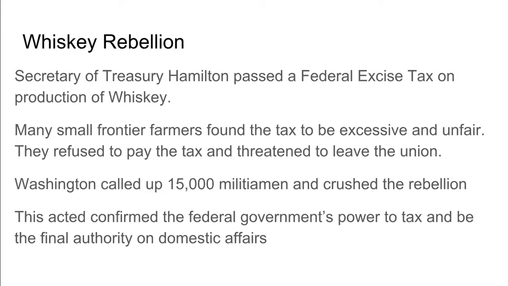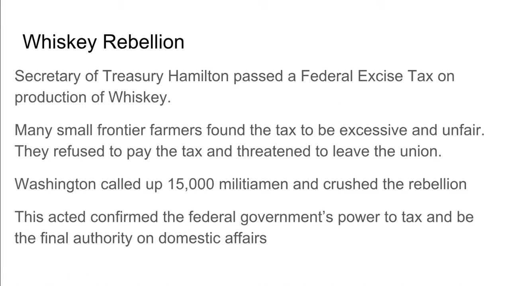Finally, I want to just go over one of the big things that threatened our government early on, and that was what was called the Whiskey Rebellion. The Whiskey Rebellion was where the Secretary of Treasury, Alexander Hamilton, passed what's called a federal excise tax. Another name for an excise tax is a sin tax. And usually a sin tax is placed on things like cigarettes, alcohol, gasoline, and what we did here was done off of the production of whiskey.